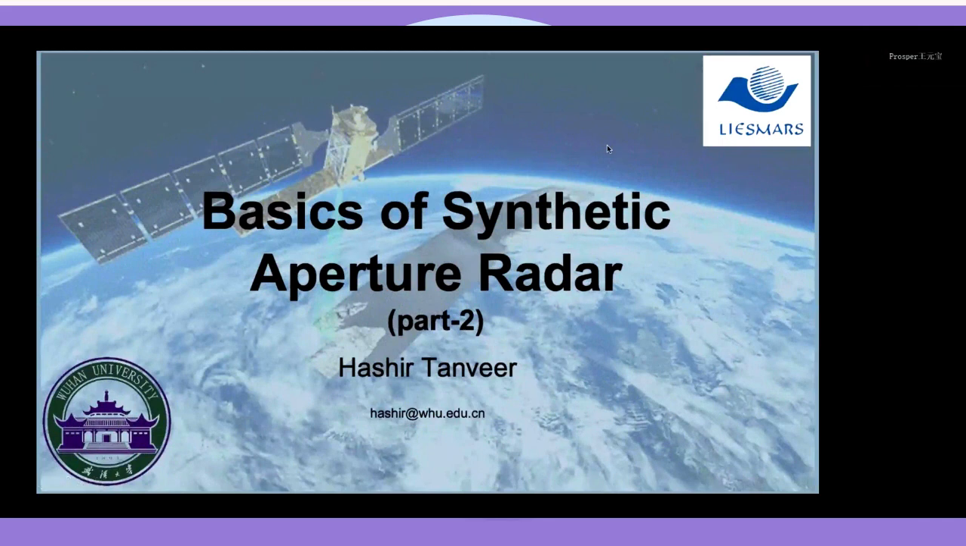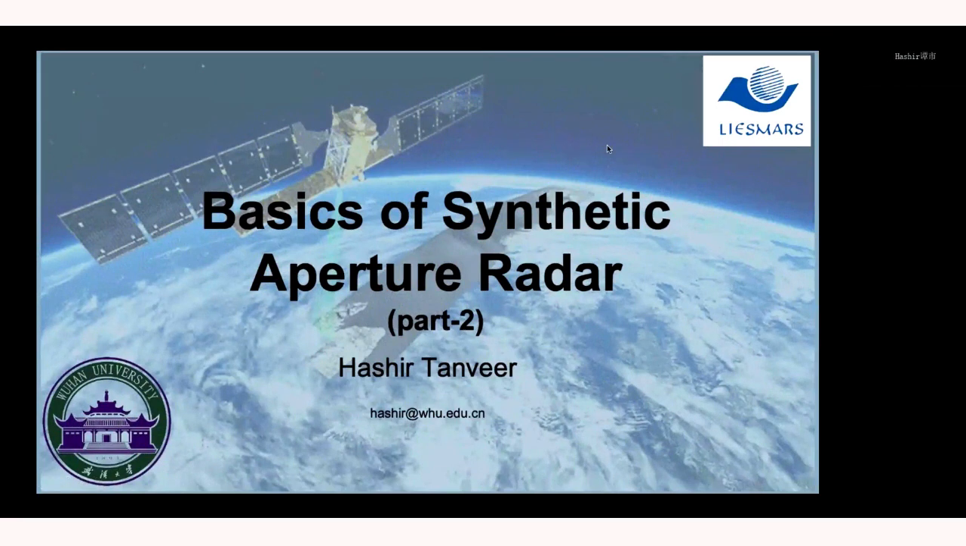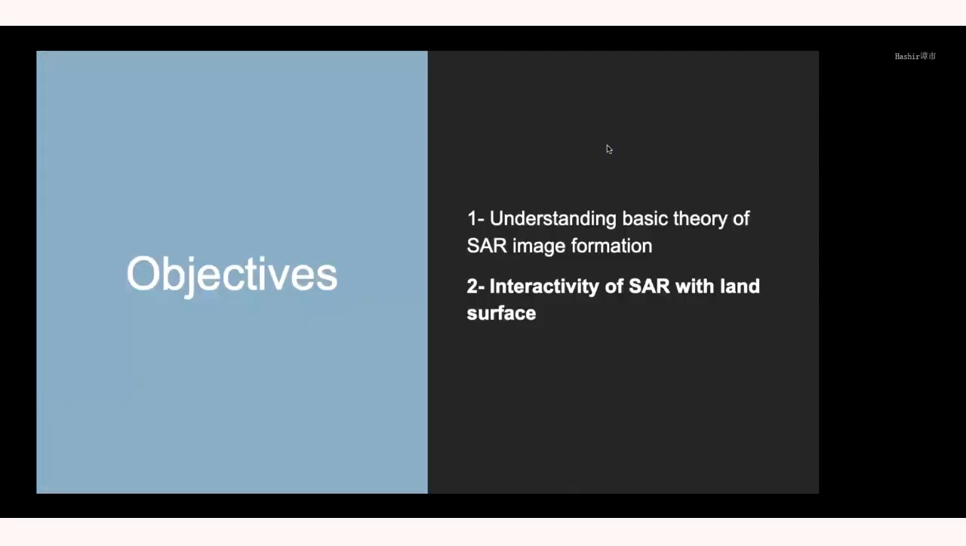So let's start then. This is the second part of the lecture on the basics of synthetic aperture radar. We had the first course before, and this is the second part. In the last lecture, we discussed the basic theory of SAR and its image formation. We also talked about the radar parameters. Today we are going to talk about how SAR interacts with the surface, and we will also focus on ground parameters and those parameters that influence backscatter.